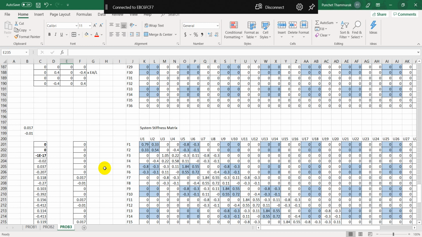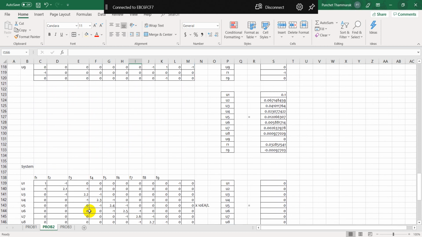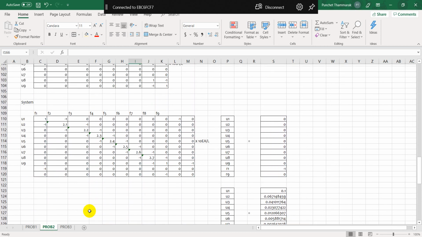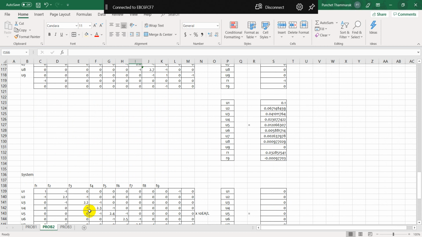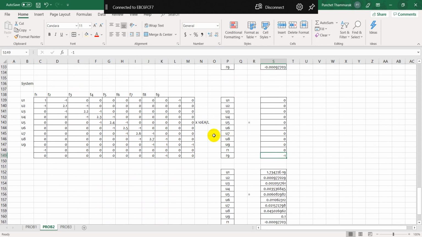Okay, what's your question? For problem 2, I think the boundary condition is also multiplied by 10. The boundary condition? Yeah, because if you multiply the matrix by 10, the negative 1 will also be multiplied by 10. Where? Problem 2, negative 1 is here. When you get the displacement for the matrix M1, you multiply it by 10. Displacement for the matrix. Okay.